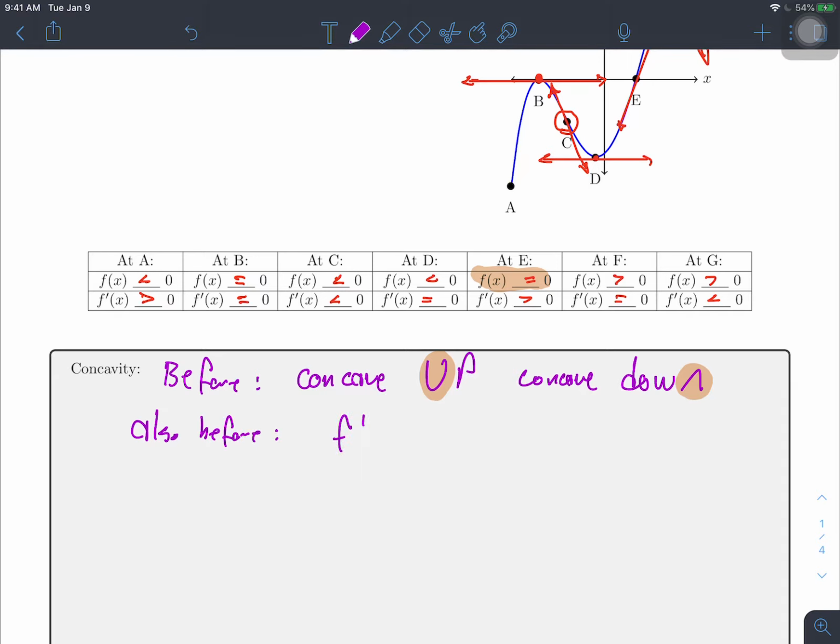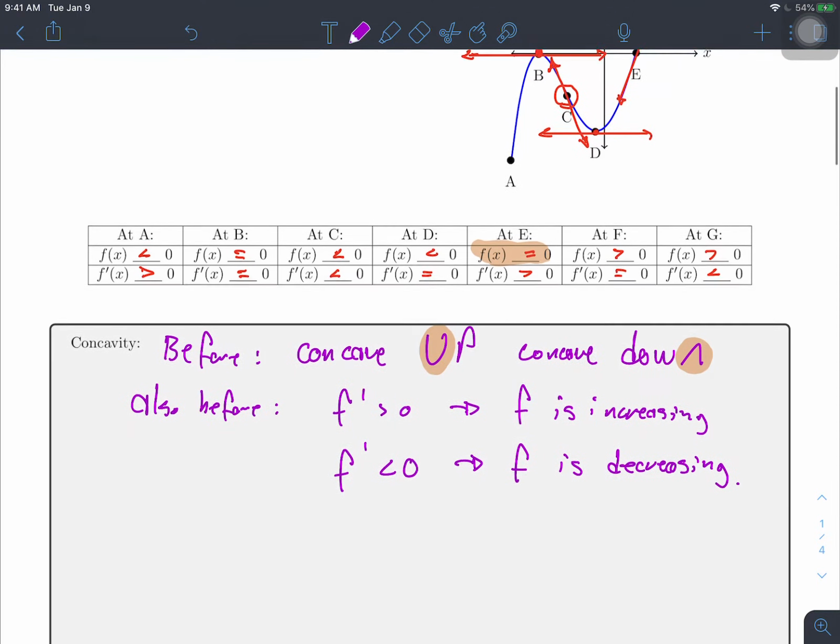F prime greater than 0 meant, that's why I'm putting an arrow here, by this arrow I mean implies, that f itself is increasing. F prime less than 0 implies f is decreasing. Okay, so that's another thing that we want to talk about.